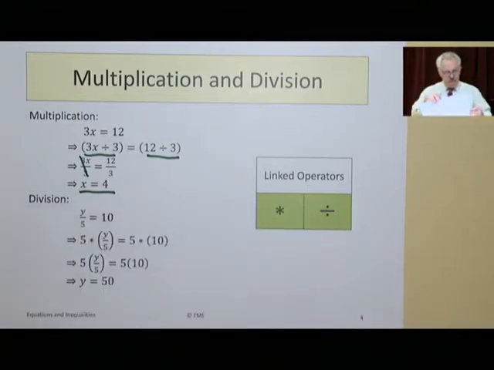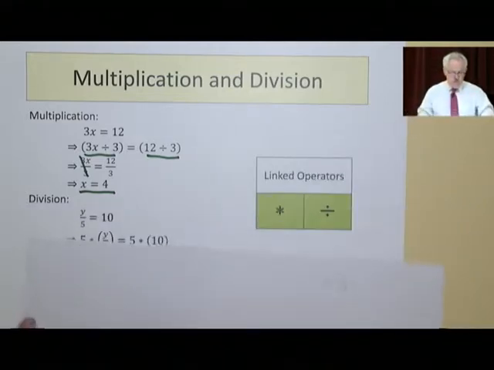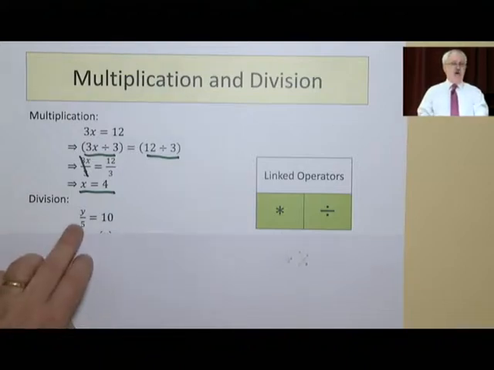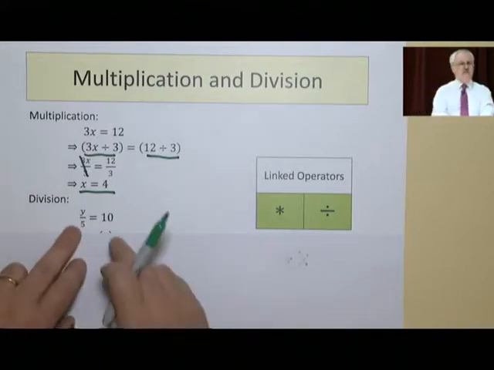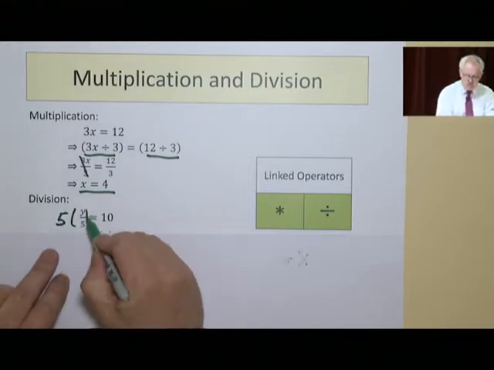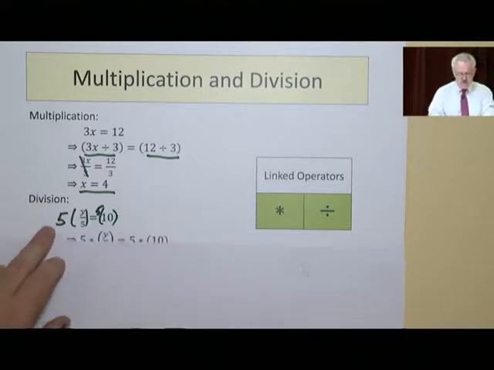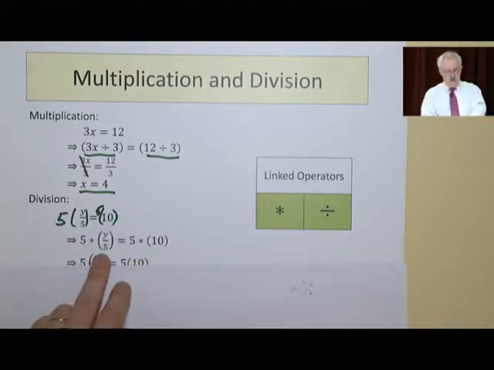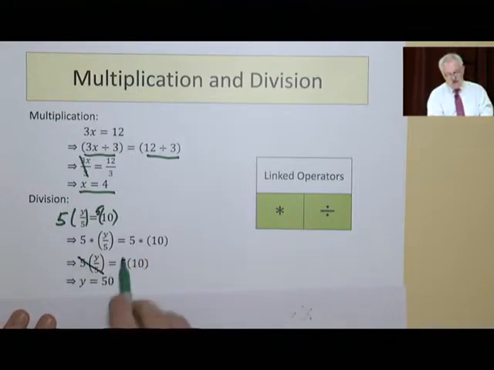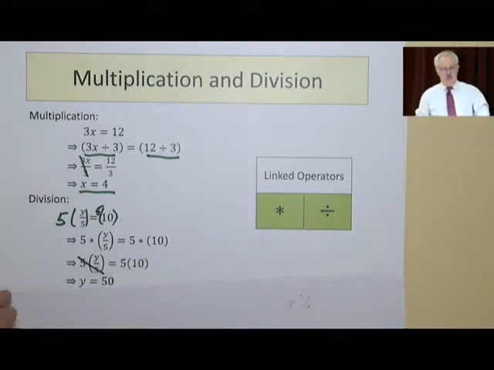With division, y over 5 is 10. We don't like the 5 on the bottom. It's dividing. So the opposite of that must be multiplying. So 5 times both sides would still be okay. And the 5's would cancel, and we get y is 5 times 10, which is 50.